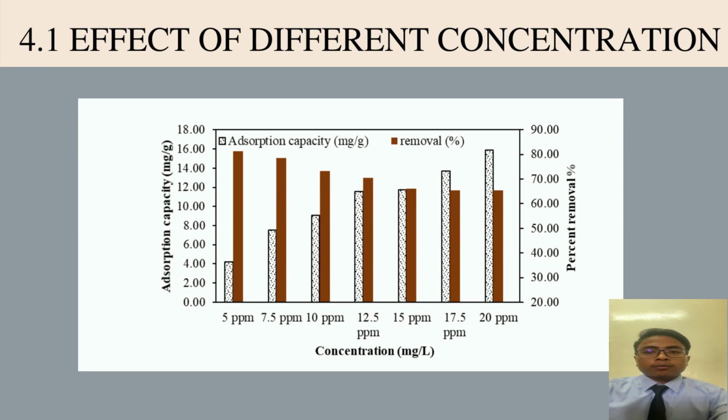Here is the bar graph of the effect of different concentrations on adsorption capacity and percentage removal of carbofuran. From the bar graph, it shows that the level of adsorption of activated carbon on the carbofuran solution decreased as the initial concentration increased. The initial concentration of 20 mg per liter recorded the lowest percent removal, which is 65.5%, while 5 mg per liter had the highest percent removal, which is 81.4%. A similar observation was also reported by Chang in the year 2011.